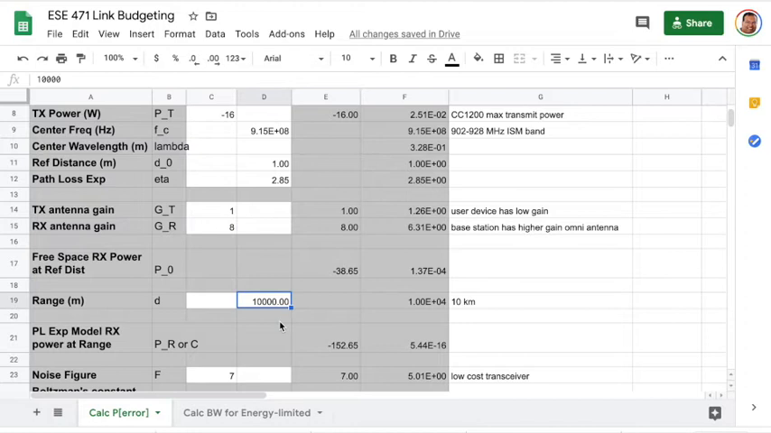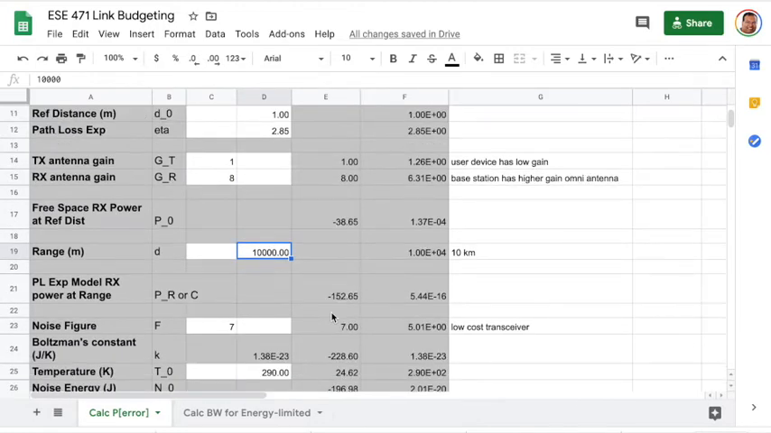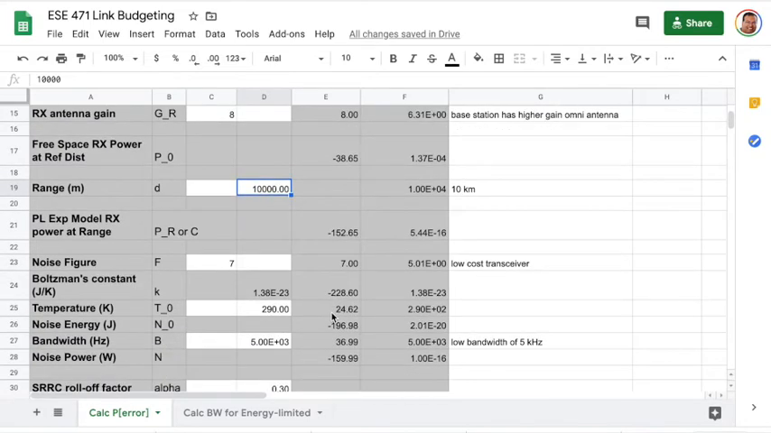I wanted a long-range communication system of 10 kilometers to see if that was possible. I picked a noise figure at the receiver of 7 dB. I didn't want it to be a very expensive base station. Some things we can't change. Everything we can't change on this spreadsheet is given in gray. I don't want to change Boltzmann's constant, so it's in gray, but I can change the noise figure if I want to assume something different about my system.